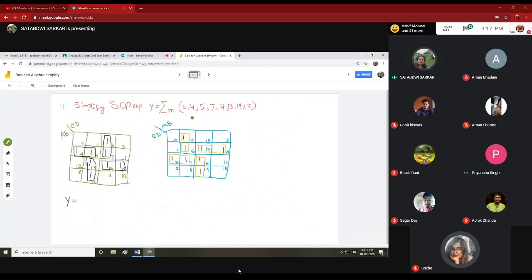So now we will solve this SOP expression. Now tell me, I told you yesterday how to solve this. Now tell me what will be the expression for this SOP. So for simplifying this 4 and 5, what will we get?